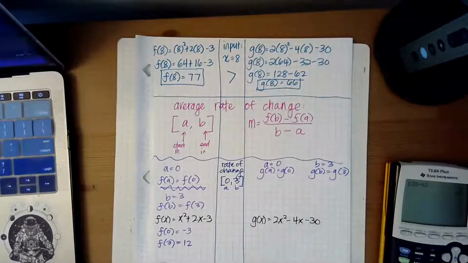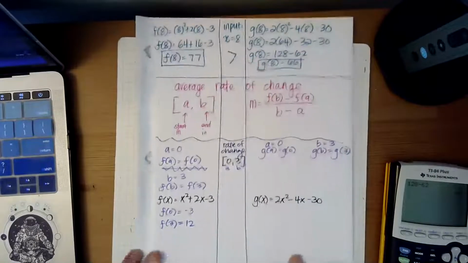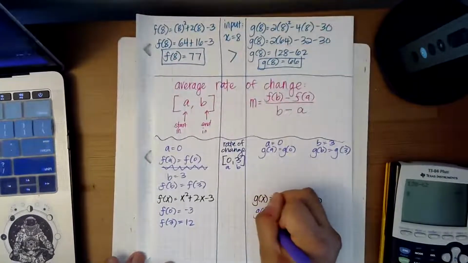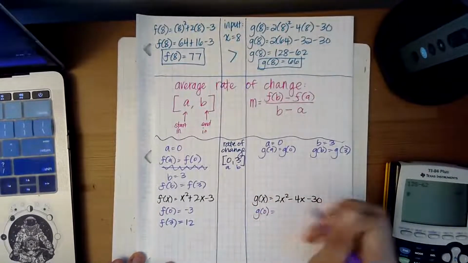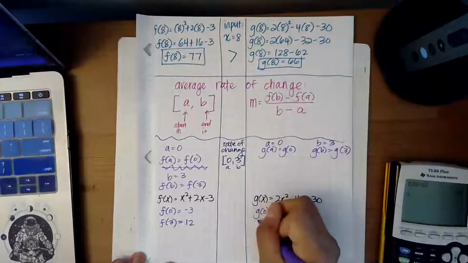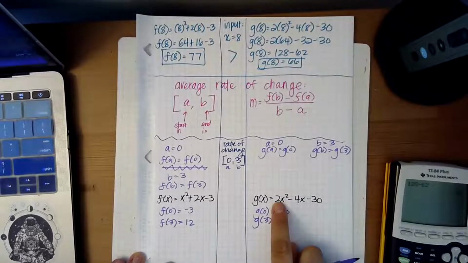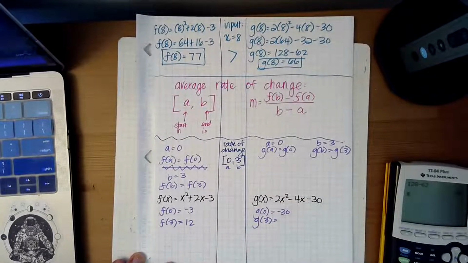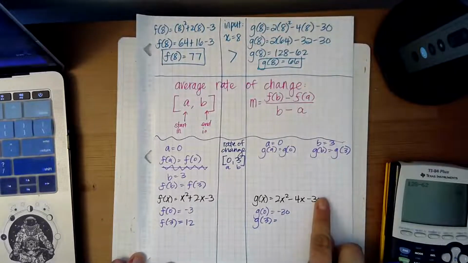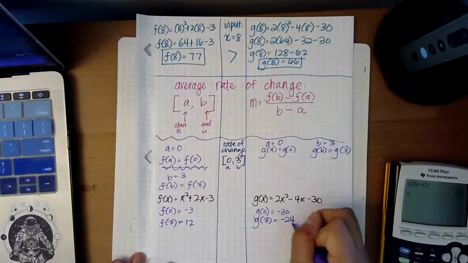I'm going to do the same thing over here. So I know that g of 0 is equal to negative 30, and for g of 3, 3 squared is 9, 9 times 2 is 18, 18 minus 4 times 3 is 12, so 18 minus 12 is 6, and then 6 minus 30 is negative 24, okay?